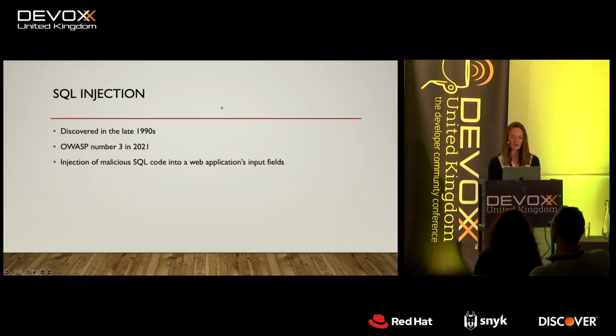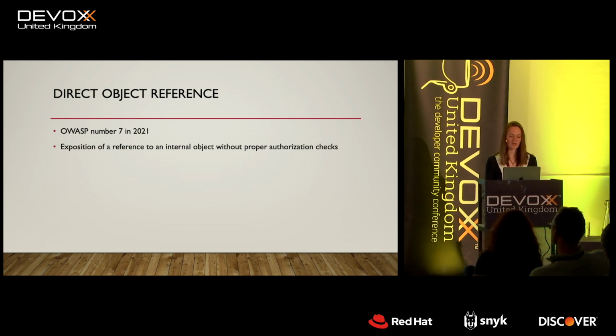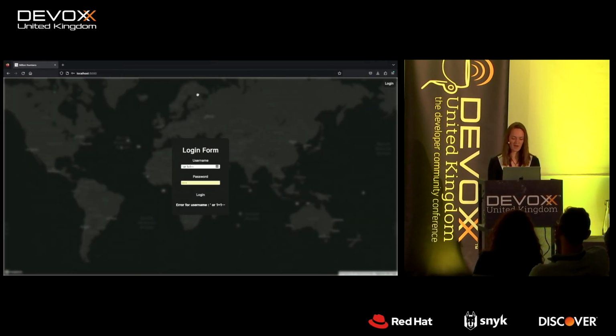So now let's move on to the next flaw that I want to share. The next flaw is the direct object reference. I didn't exactly find where it got invented or who found it first, but it's been around for a long time. In the OWASP top 10 list, it's number 7, and it mainly refers to an exposure of a reference to an internal object without proper authentication checks. So in my application here, let me try and log in again.